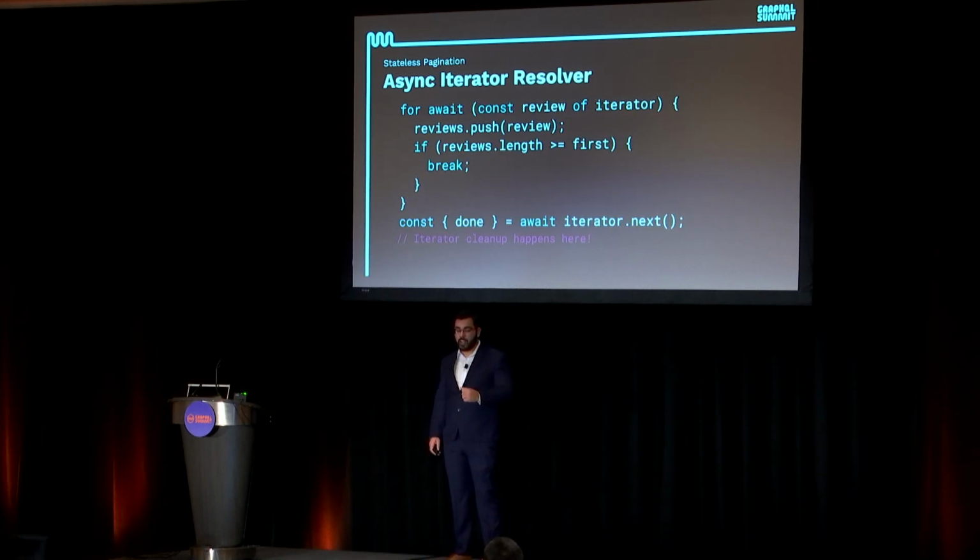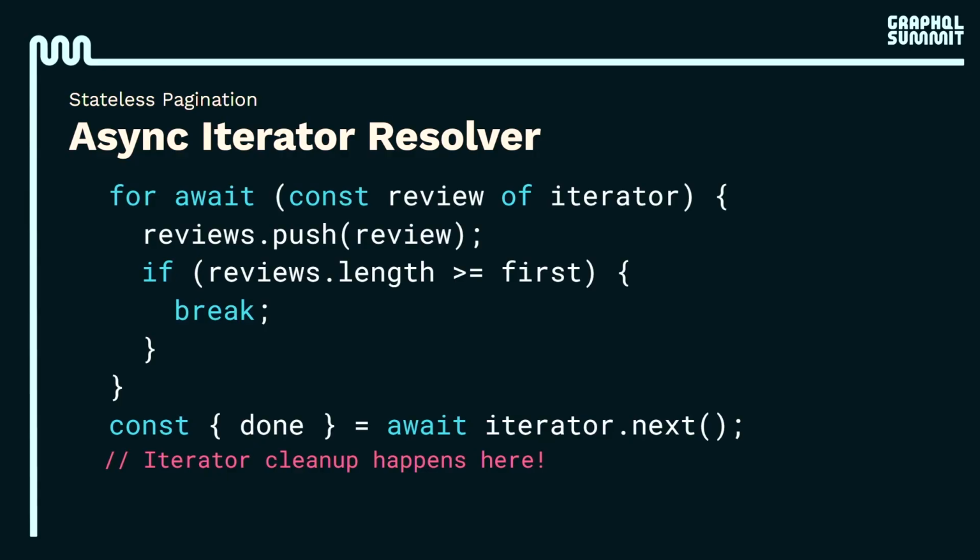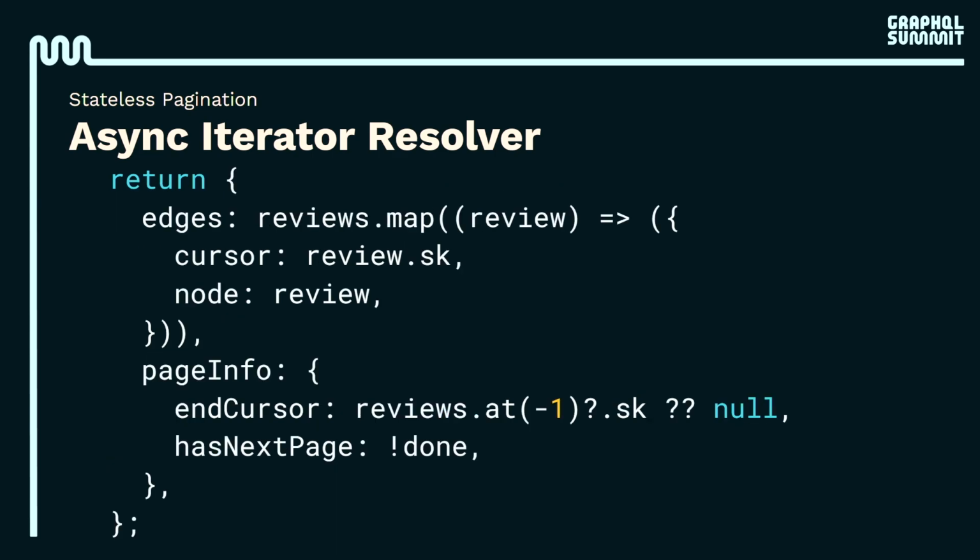So once we have our iterator, we can use the for await loop in JavaScript to wait for each yield of that iterator. And for every single yield, we want to push that object onto the reviews array. And then if we're at the length that we desire, we're going to break out. And then I think the coolest part is we can call one more function on that iterator. We can call await iterator.next, and it will return a done property that will tell us if the iteration is done or not.